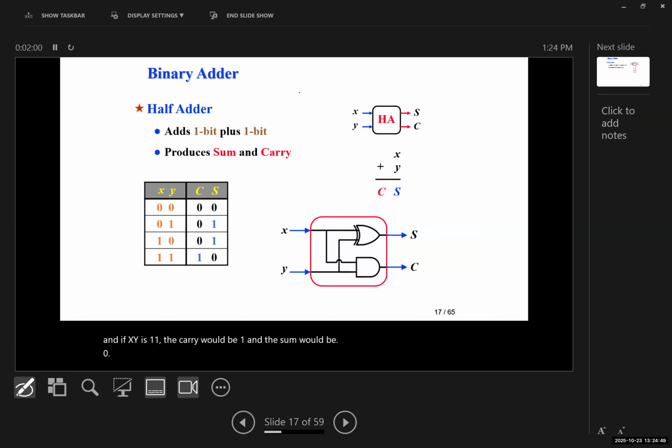A half adder is made out of an XOR and an AND gate. We connect the inputs to the XOR, and the output of the XOR gives us the sum. And if we connect the inputs to an AND gate, it gives us the carry.